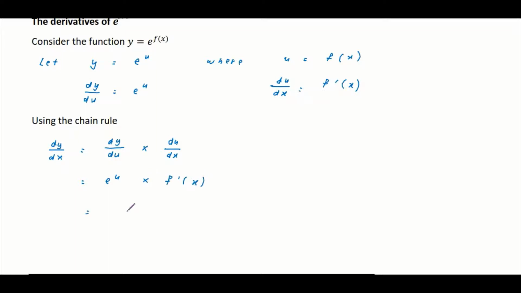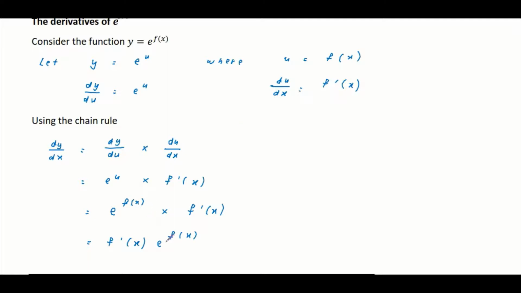Okay, so now you can see there's a term of u here, and we do not want dy/dx to contain a u. So we change it back to where your u is actually a function of x. So e^f(x) multiplied by f'(x). So let us try to rearrange it. Then you will get f'(x) times e^f(x).